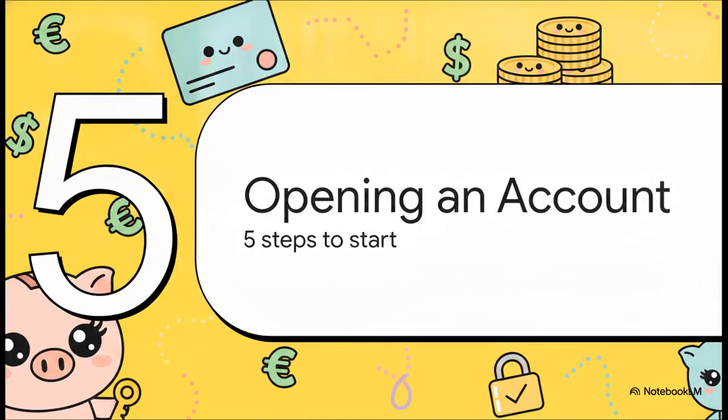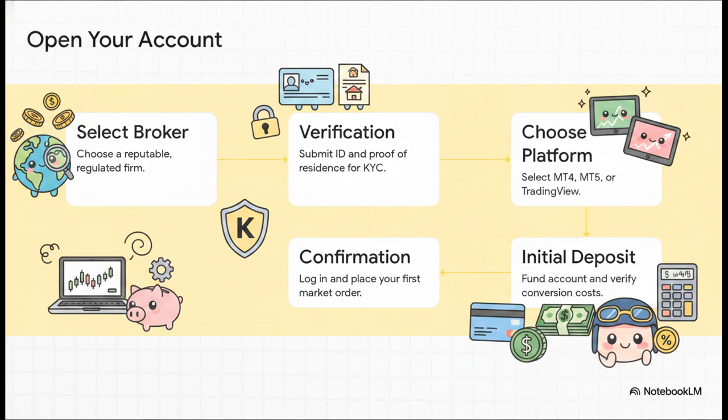Section 5. How to open an account. All right, to bring this all together, the sources lay out a strict 5-step blueprint. Step 1, select a reputable, regulated broker. Step 2 is registration and verification. This is also known as the KYC, or Know Your Customer phase. You're going to need a digital copy of your government ID and proof of residence. This is what keeps the whole financial system secure.